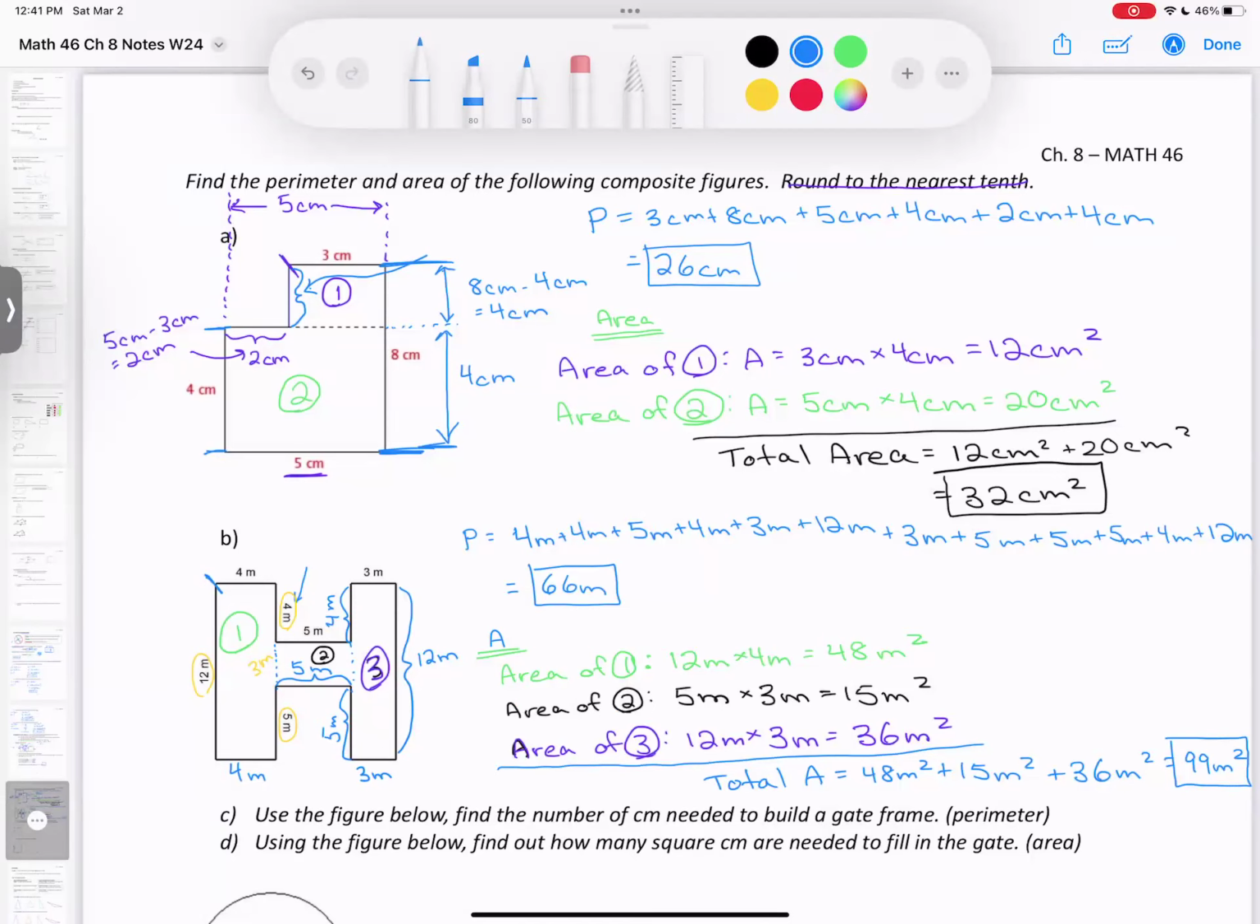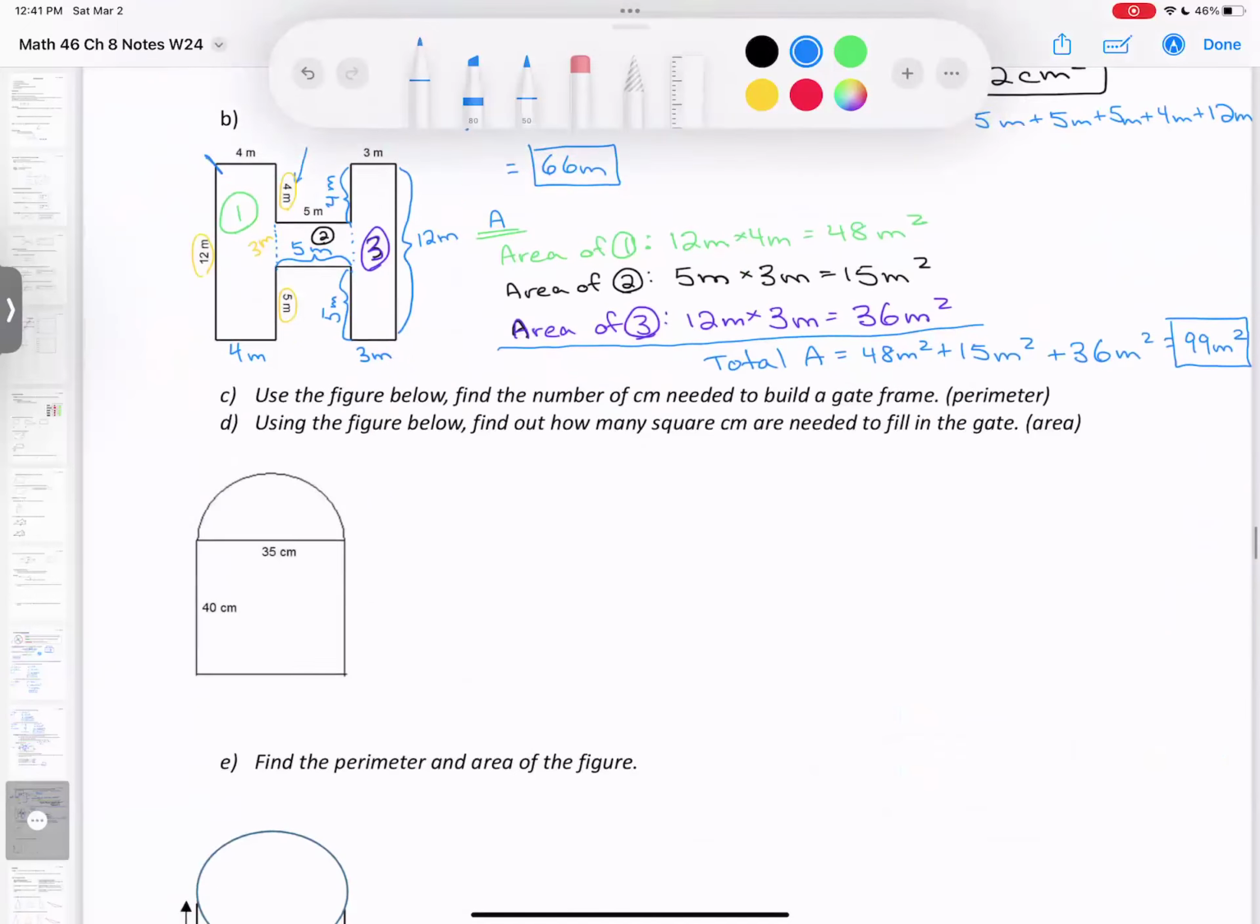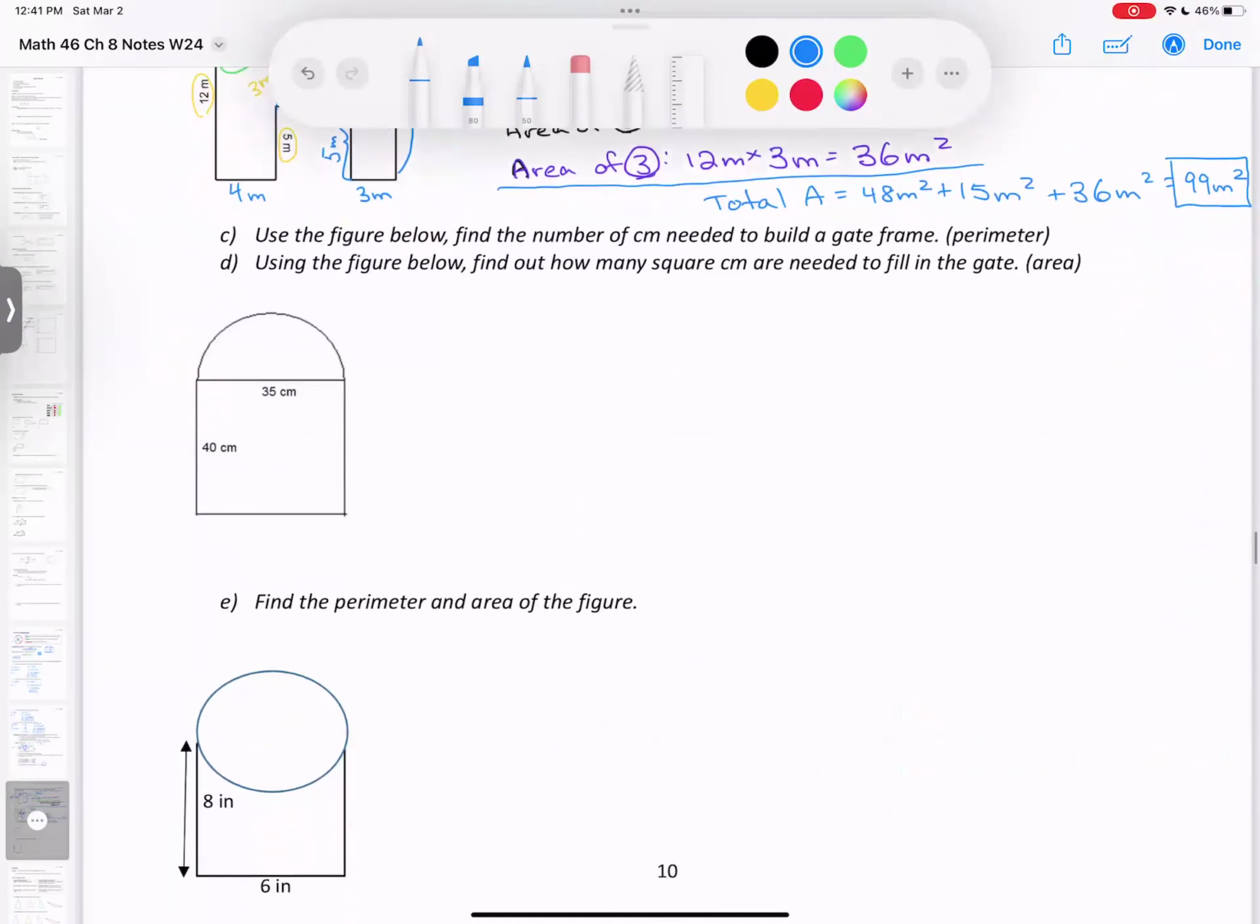Now, the next two are challenge questions where you're again asked for perimeter and area, but things get a little bit more complicated. So what I'd like you to do is try these on your own and then go ahead and start the next video if you need some help. Maybe what I'll do is I'll just give you the answers. So this one is 170 centimeters for perimeter, and area you'll find is 1,881 centimeters squared.